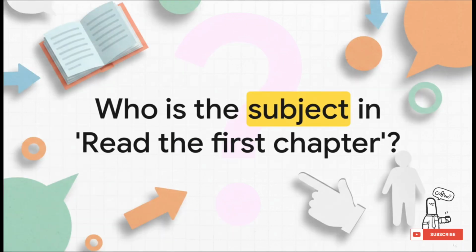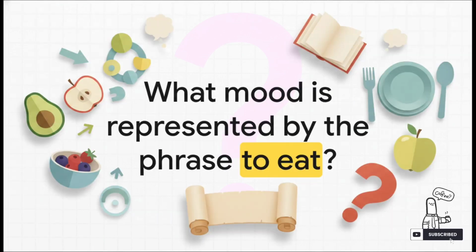Okay, next question. Look at this sentence. Read the first chapter in the book. Who is the grammatical subject of this sentence? Yup, it's a trick question. Because this is a forceful imperative command, the subject is actually an implied you. Even though the word you isn't physically written on the page, the mechanical intent is directed squarely at whoever the speaker is talking to. Question 3.